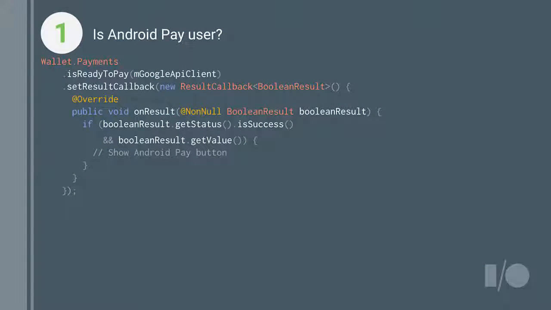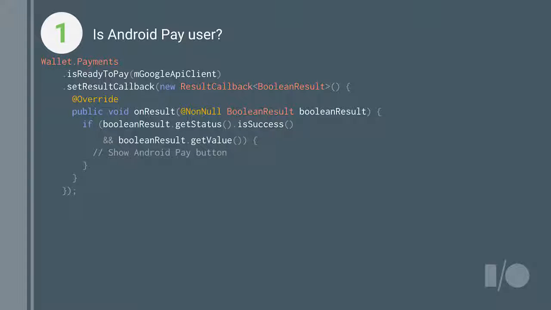So just want to note that all the APIs that we're going to talk about here are already part of the Google Play Services client library, so you can start integrating today if you want to. Now let's talk about the first API that we mentioned, isReadyToPay. This API returns a Boolean indicating if the user has Android Pay set up on that phone, and it's just a simple API call.